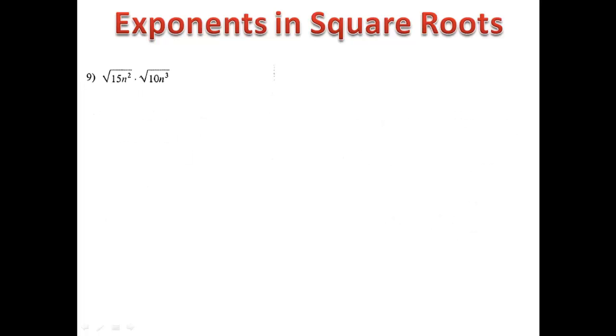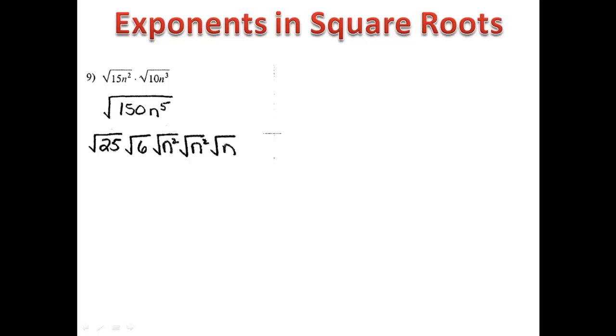Number 9 is multiplication. We can apply all the rules of multiplication and division when working with radicals. Multiply the insides, multiply the outsides. 15 times 10 is 150. N squared times n to the third is n to the fifth. I simply added the exponents.